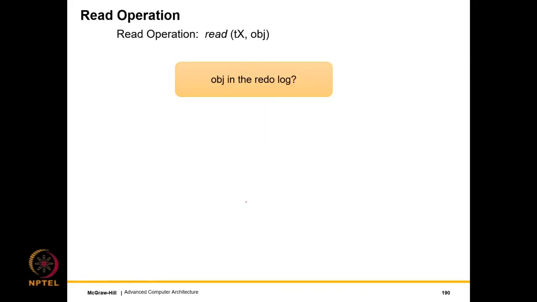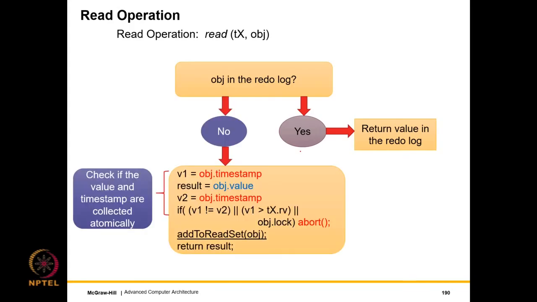Now, what do we do when we are reading? Well, when we are reading, of course, the transaction ID is important, and the object. Is the object there in the redo log? So the object in this case can be a memory variable as well. So if it is there in the redo log, we return the value from the redo log. If it is not there, then we do a little bit of a trick.